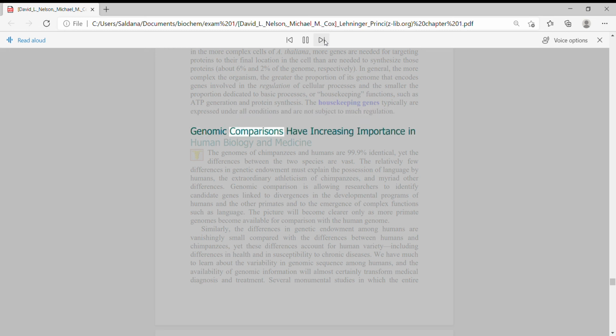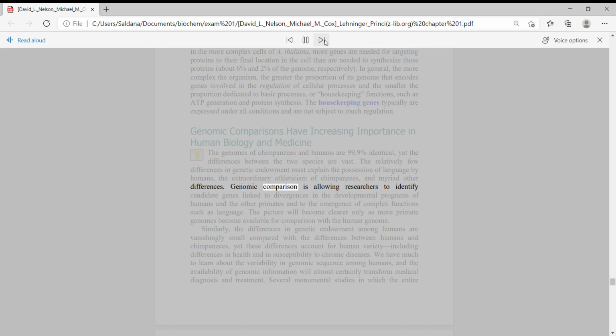Genomic comparisons have increasing importance in human biology and medicine. The genomes of chimpanzees and humans are 99.9% identical, yet the differences between the two species are vast. The relatively few differences in genetic endowment must explain the possession of language by humans, the extraordinary athleticism of chimpanzees, and myriad other differences.